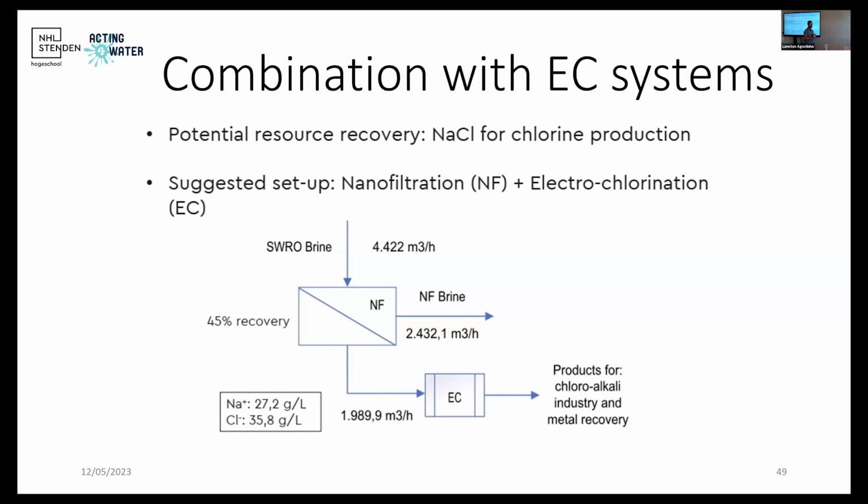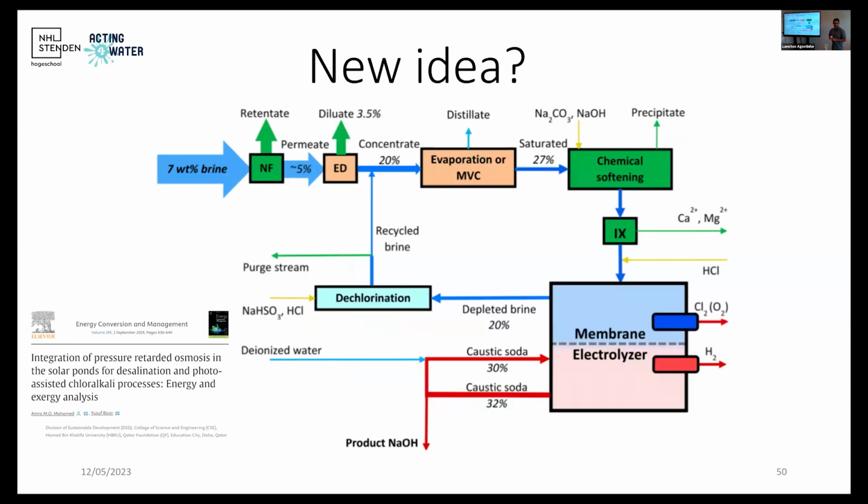So the idea was a first investigation of to which point the current NF membranes would be enough to give us the electrochemical quality needed for the current commercial electrochlorination systems.